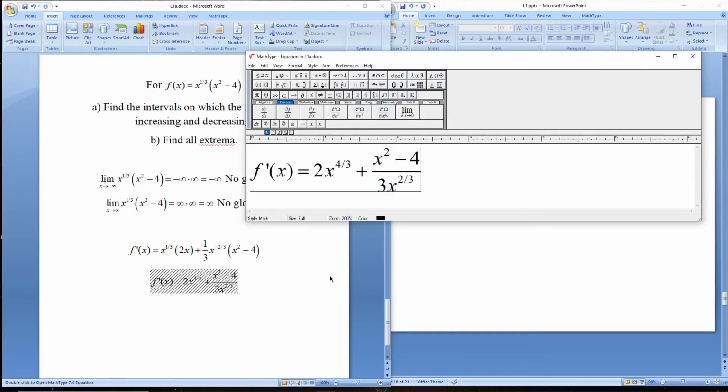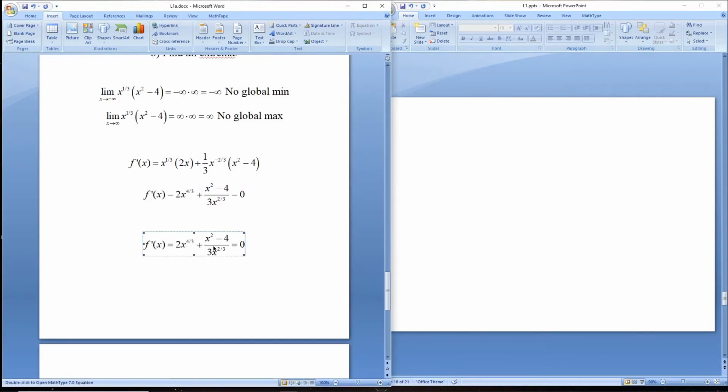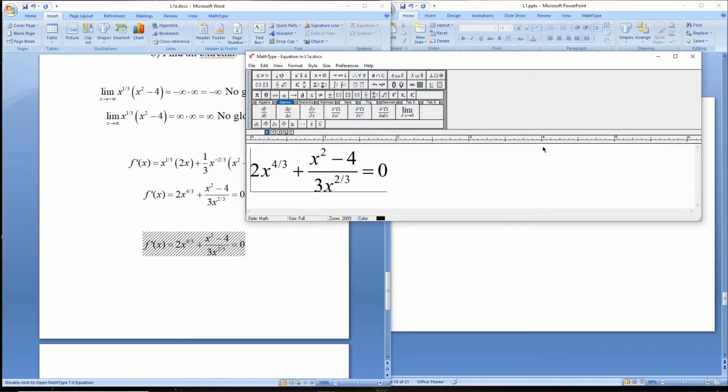And we set it equal to 0. Now we're going to solve for x, solve for the critical numbers. So why don't we just move all this to the right side.